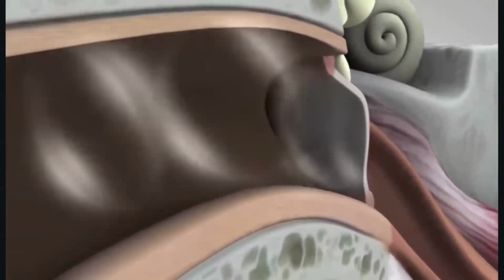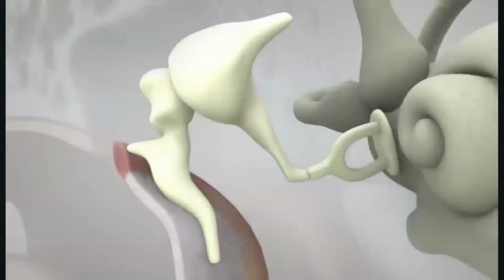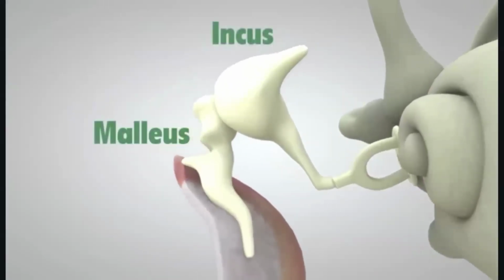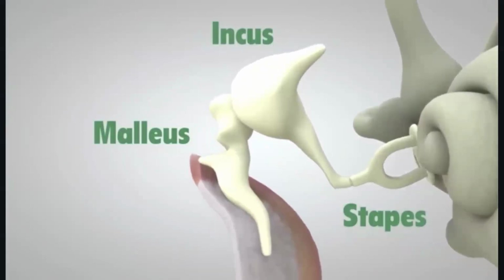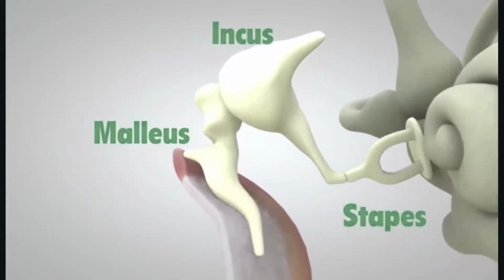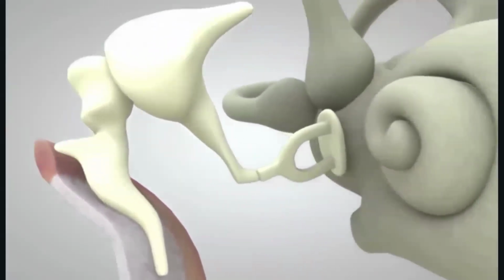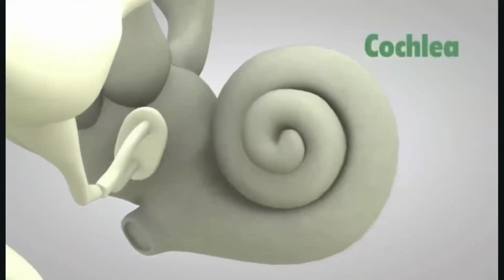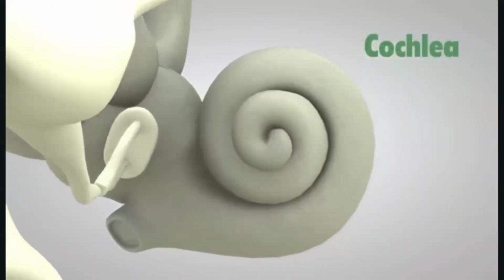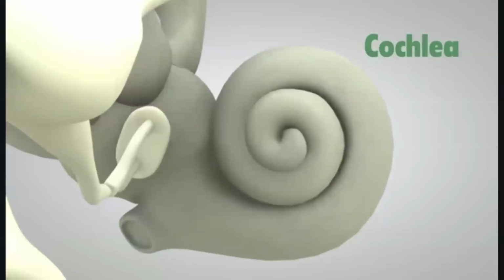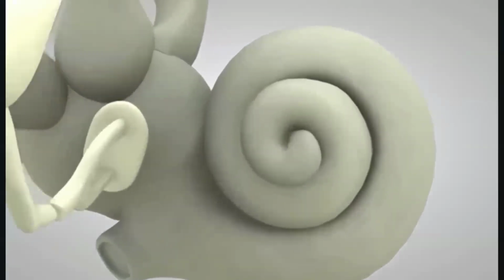They make the eardrum vibrate, which in turn vibrates three tiny bones called the malleus, incus, and stapes. These bones amplify or increase the sound vibrations and send them to the cochlea. The cochlea is shaped like a snail and is the size of a garden pea. It is filled with fluid, and the sound vibrations make this fluid ripple, which creates waves.